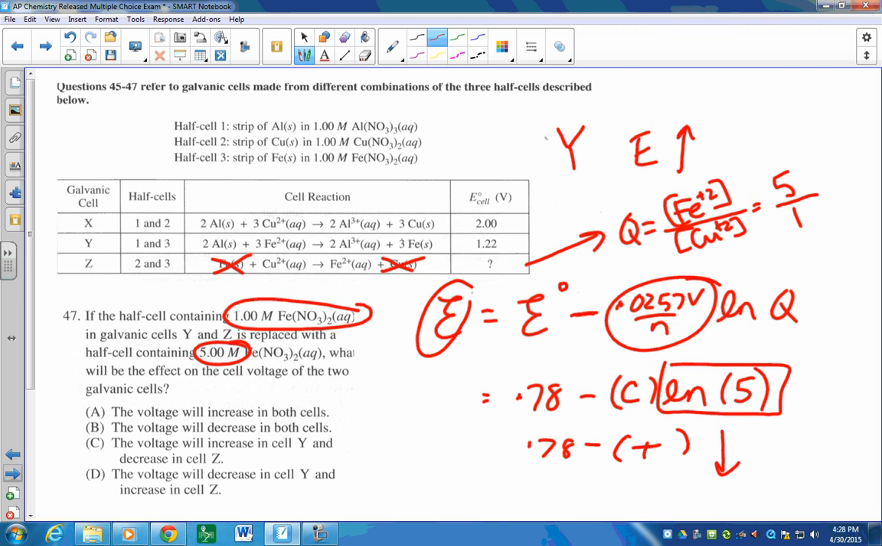So basically, in cell Y, the voltage goes up. In cell Z, when you make this change, the voltage drops. The answer that says the voltage will increase in Y and decrease in Z is C. And so without a calculator, all you got to know is how logarithms work between 0 and 1. All right, and that's it.